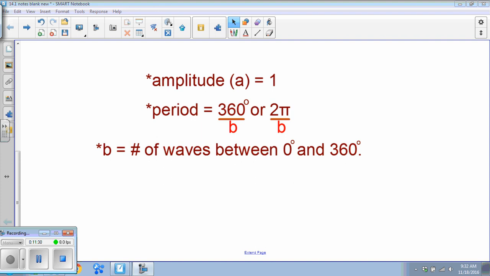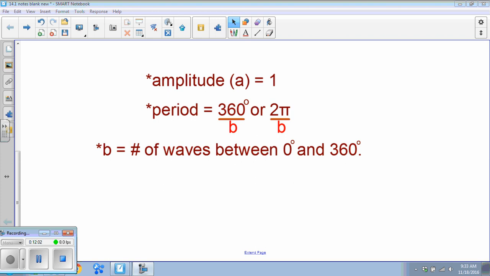Okay, so you remember I told you that the number multiplied to x tells you whether it shrinks it or compresses it horizontally. What that number also tells you is the number of waves that exist between 0 and 360. So if this was 2x, then there would be 2 complete waves going from 0 to 360. The period is where the first wave stops. So this tells you the number of waves between 0 and 360.